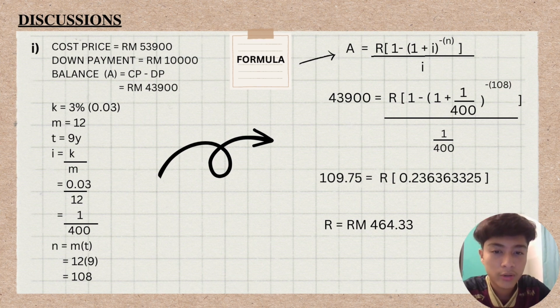And we will get 109.75 equals R times 0.236363325, and we will get R equals 464 ringgit 33 cents. That is the monthly repayment for the loan.